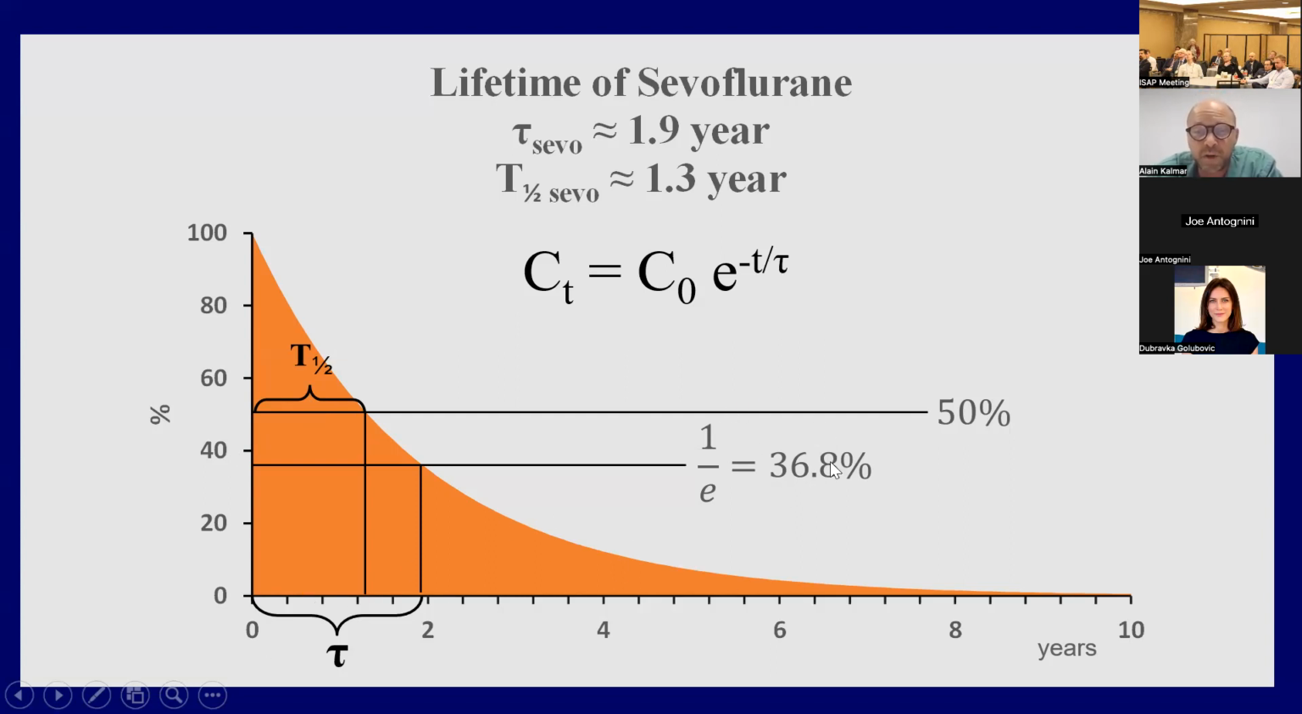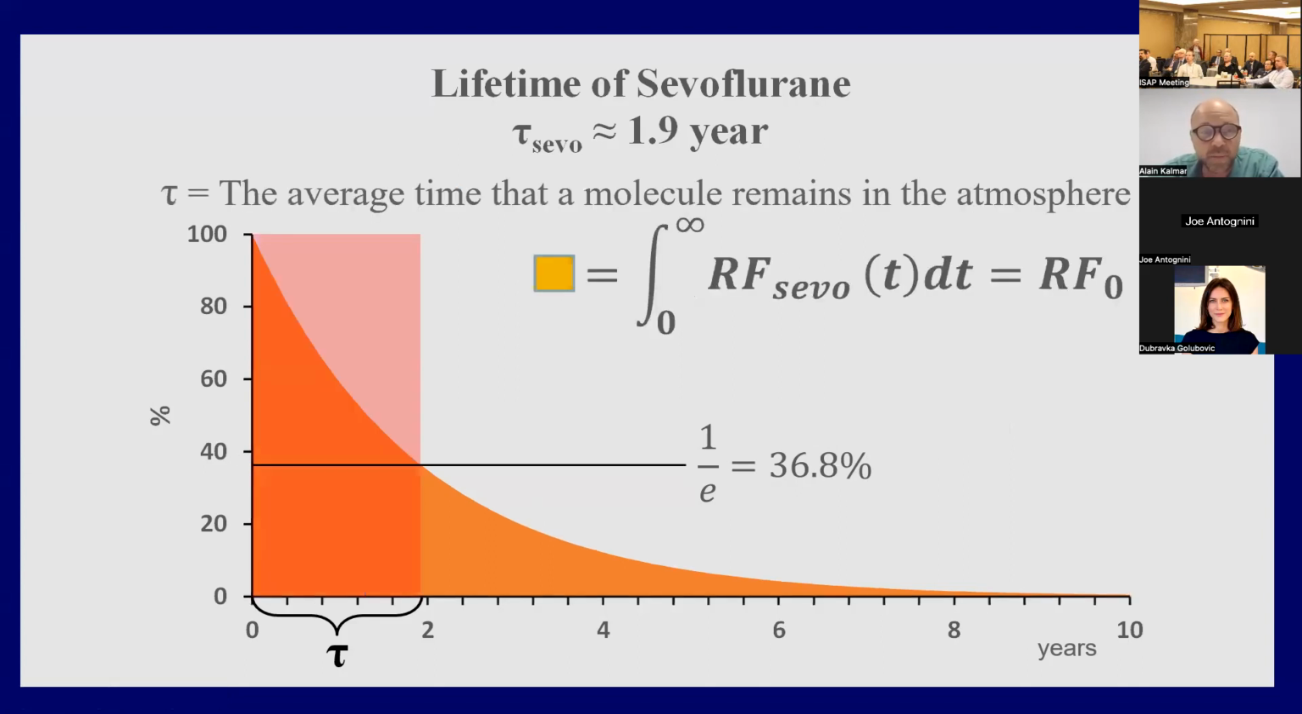What is so special about this 36.8%? That's traditional mathematics. In this case, we are interested in the area under the curve, because on day one, the amount of energy that will be captured is proportional to 100%, so the initial concentration. On day two, the amount in the atmosphere is a little bit less, so the amount captured will also be a little bit less.